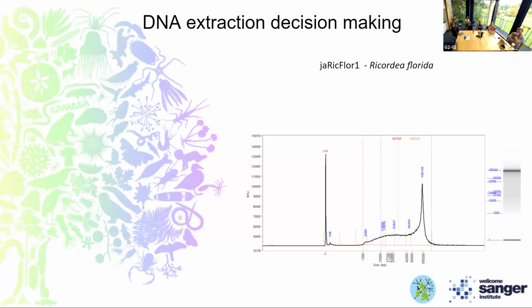So here are some examples of decisions that we've made in the past. So here's an extraction from a coral, a nice, strong, high molecular weight band peak here, but then also some degraded DNA. Most of our DNA is above 50 kb. So all in all, a good looking extraction profile. The yield of DNA is 1,022 nanograms, and the genome size is 0.8 gigabases. So for us, we would move forward into PacBio standard library prep for this extraction.